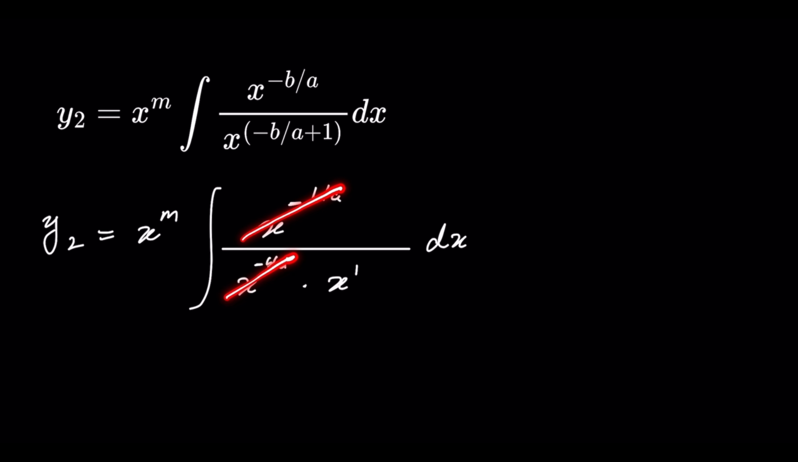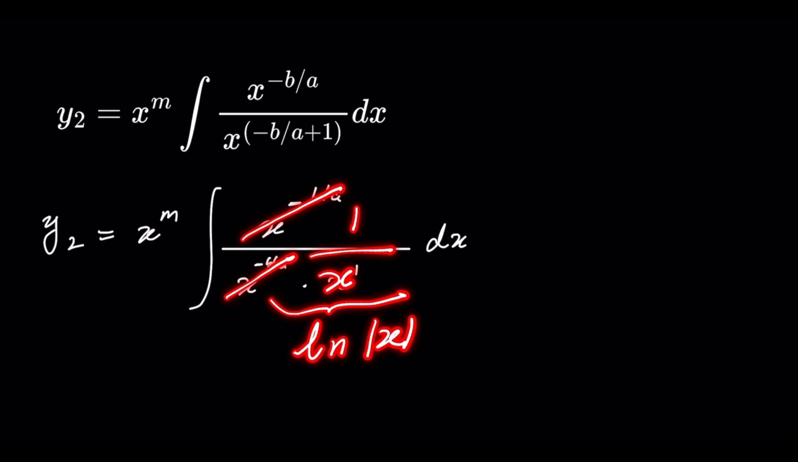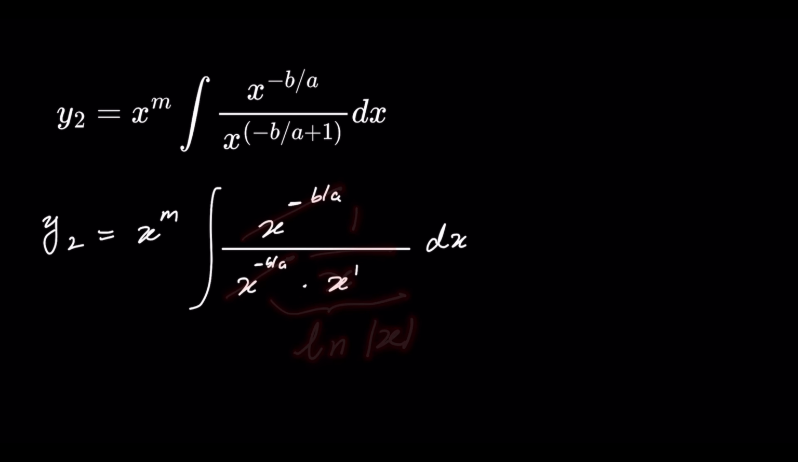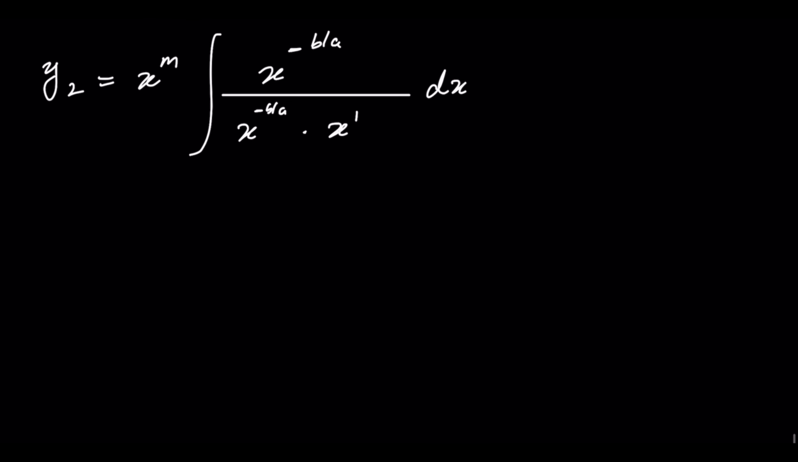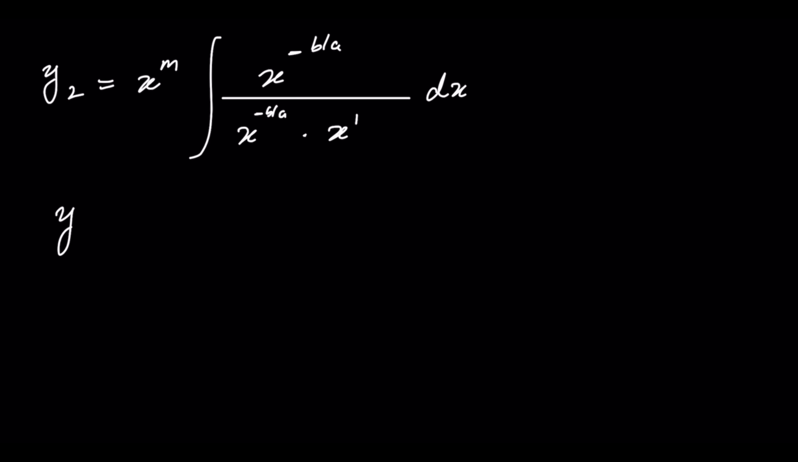Now you can see that this and this are going to cancel out, leaving behind 1 divided by x only. And we know that the integration of 1 divided by x is going to be ln x. So to write our final answer, I'm going to be doing this. This is going to be our final answer.